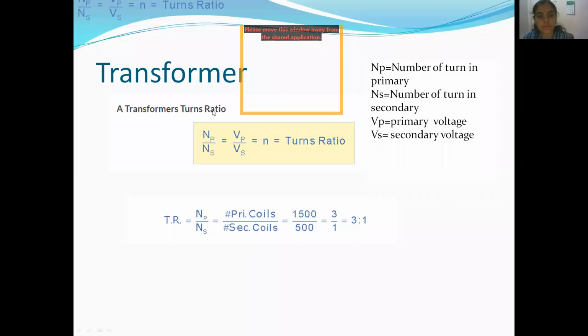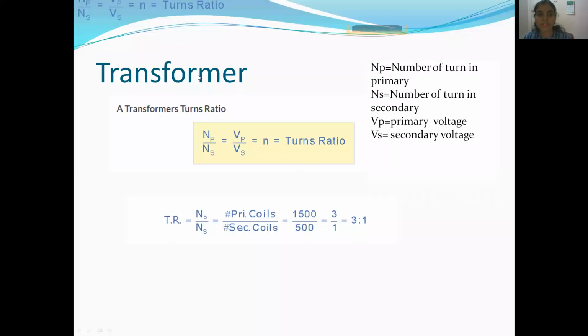See here, the transformer turn ratio is NP divided by NS equals VP divided by VS. Here, NP is the number of turns in the primary and NS equals the number of turns in the secondary. VP means primary voltage, and VS is the secondary voltage. So the transformer turn ratio: NP divided by NS equals VP divided by VS equals N, the turn ratio.